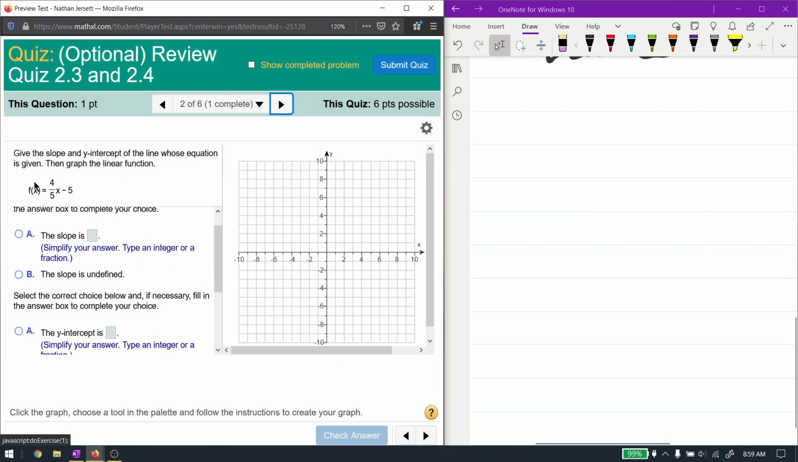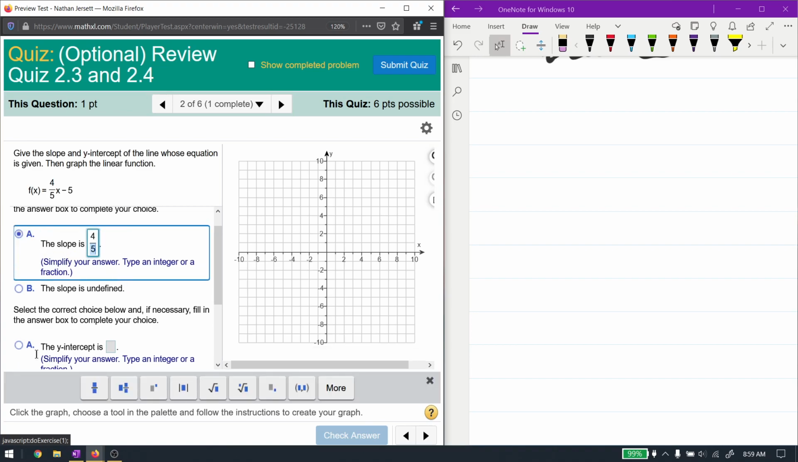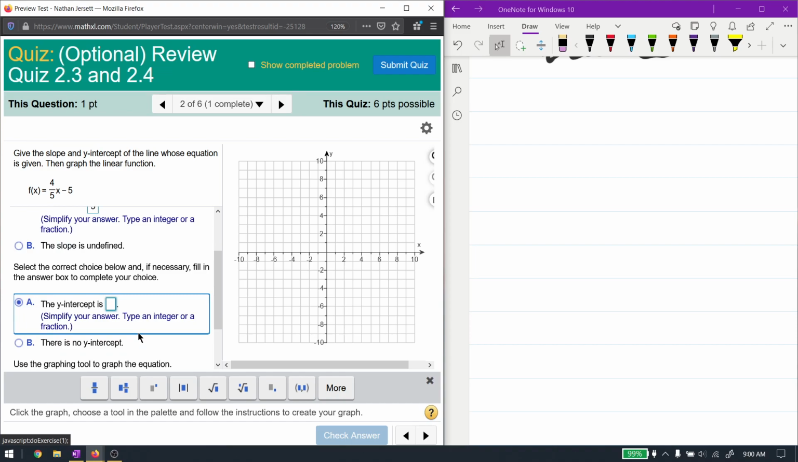Okay, here we're going to graph this equation. We have the slope-intercept form. F of x is just the same thing as y, so y equals 4/5 x minus 5. The number in front of the x variable, that is the slope, so our slope is 4/5. Our y-intercept is the number by itself. This is -5.